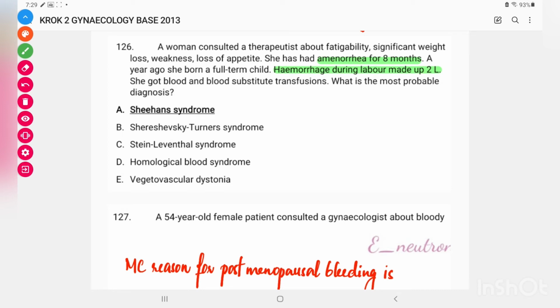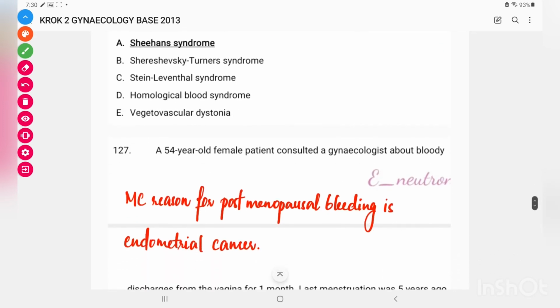A woman consulted a therapist about fatigability, significant weight loss, weakness, loss of appetite, amenorrhea for 8 months. A year ago she gave birth to a full-term child. Hemorrhage during labor made up around 2 liters. She got blood and blood substitute transfusion. What is the most probable diagnosis? Again the same question.